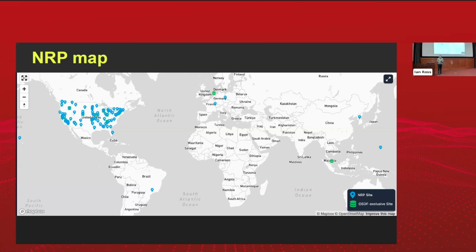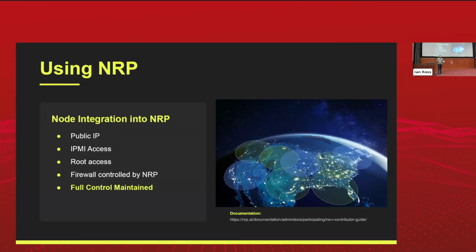And we have the OSDF hosts running in NRP. And that's the thing, if you have a CC-Star, if you have storage, if you have a cache, and you want to be part of the OSDF, you can run your own installation, that works, or you can run using NRP. How do you do that? Public IP, IPMI access, root access, and then I can see some security network managers looking, and oh geez, it's going to be worse. Firewall is controlled by NRP.